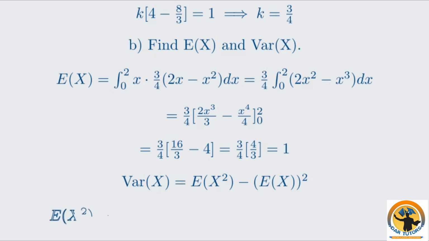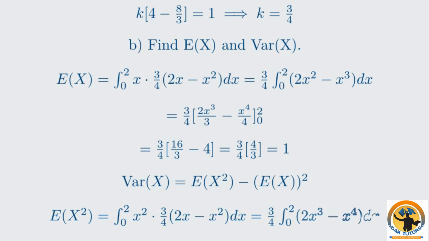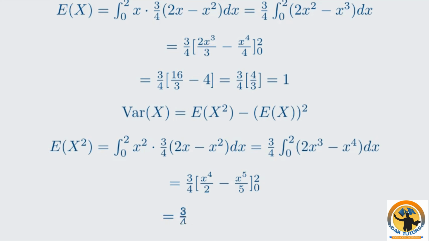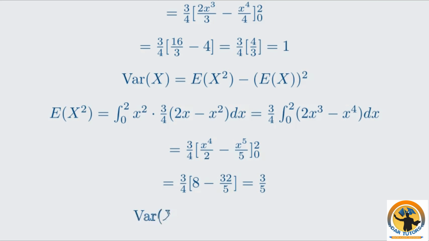E(X squared) is the integral of x squared times f(x). This simplifies to the integral of 3/4 times (2x cubed minus x to the 4th). The antiderivative is 3/4 times (x to the 4th over 2 minus x to the 5th over 5). Evaluating at 2, we get 3/4 times (8 minus 32/5), which is 3/5. The variance is 3/5 minus our mean squared, which is 1 squared. So the variance is 2/5.